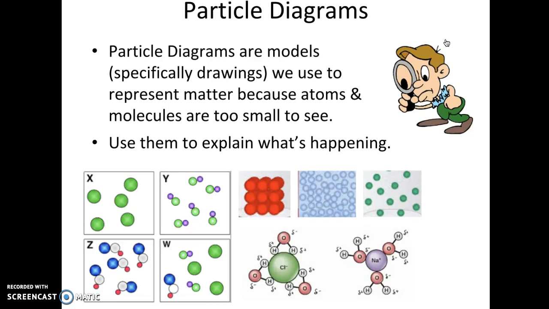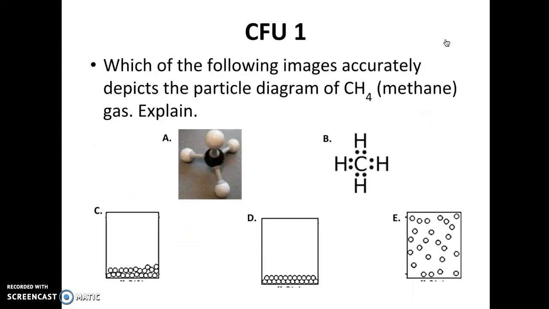So all of these particle diagrams have one thing in common. You'll notice that the atoms and molecules are drawn as circles, and that's because that's the best shape to sort of describe what an atom or particle looks like. It's the simplest shape. So with that being said, let's sort of test our understanding of particle diagrams. Because you've seen them before, we can dive right into the CFU.